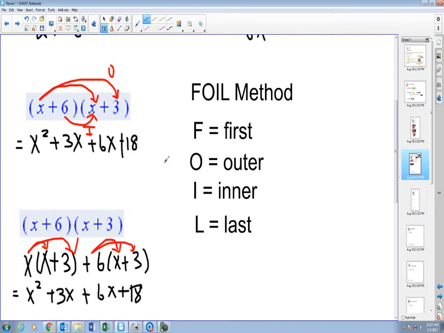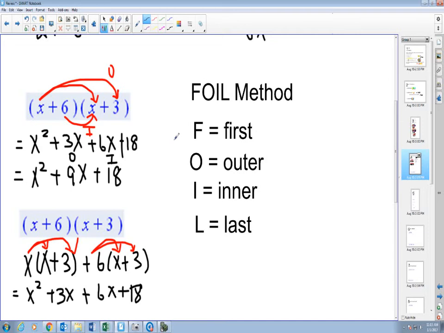So once you multiply them, now we combine like terms. The two middle terms here are like terms, so they can be combined. So I get x squared plus 9x plus 18. Alright. So this middle term, 9x, comes from the 3x plus the 6x. And the 3x is your outer. The 6x is your inner. So that means the 9x comes from the inner and the outer combined.